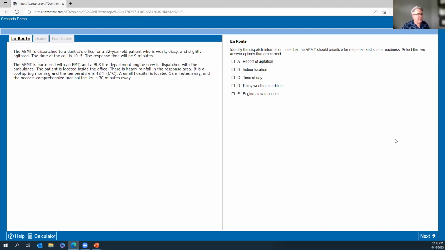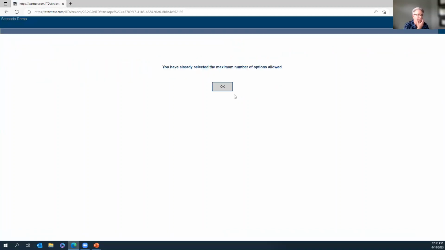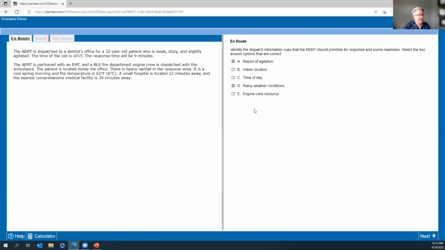So if I'm the responding AEMT, I am concerned with this fact that the patient has agitation, and also the rainy weather may hamper my response. And so if I were to answer this question, those are the 2 that I would pick. But I want to show you something that is kind of fail-safe for the candidate. If I try and hit a 3rd option, the test will not accept that. It says you've already selected the maximum number of options allowed. So I have to go back to that and unselect something.